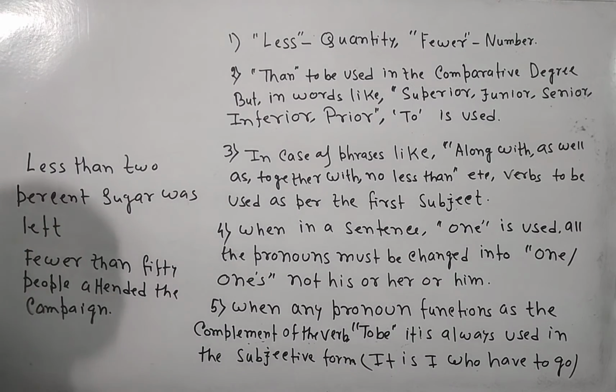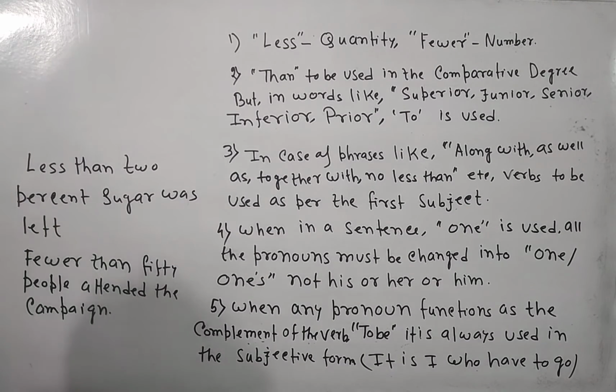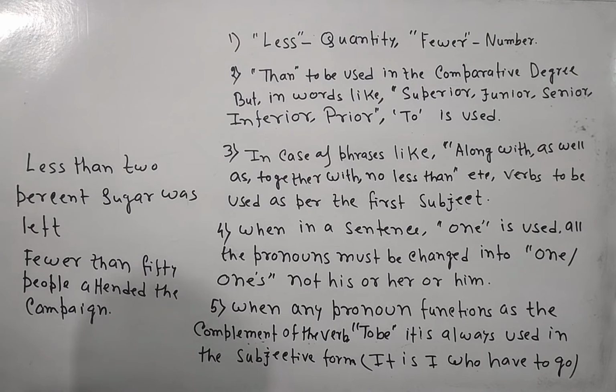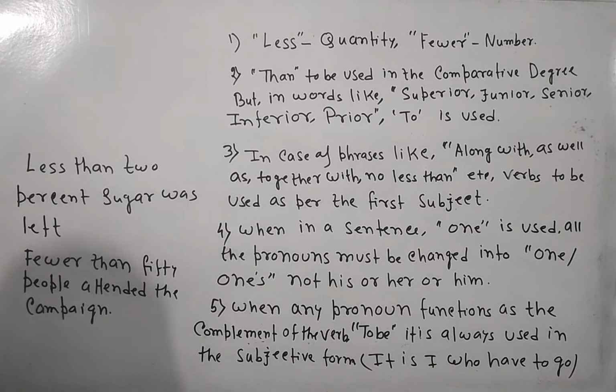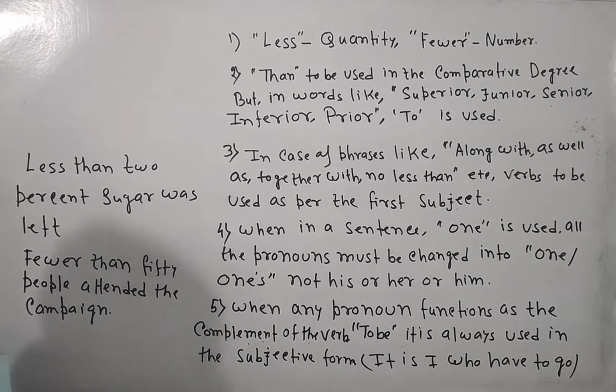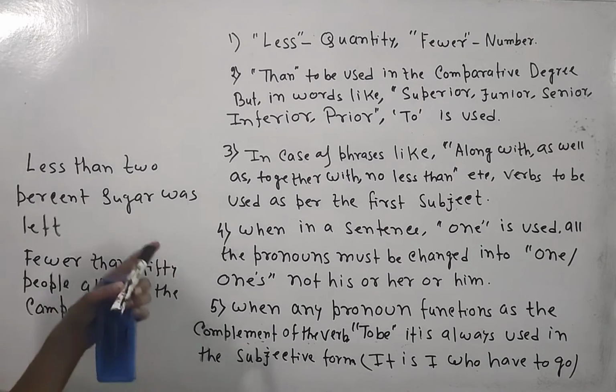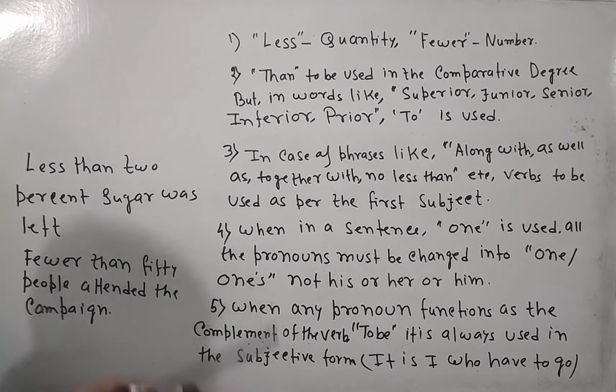Now if we turn your concentration to rule number 2, you will find that it says than is to be used in the comparative degree. Generally there are 3 degrees in English: positive, comparative, superlative. But here, than is generally used when you write the comparative degree.